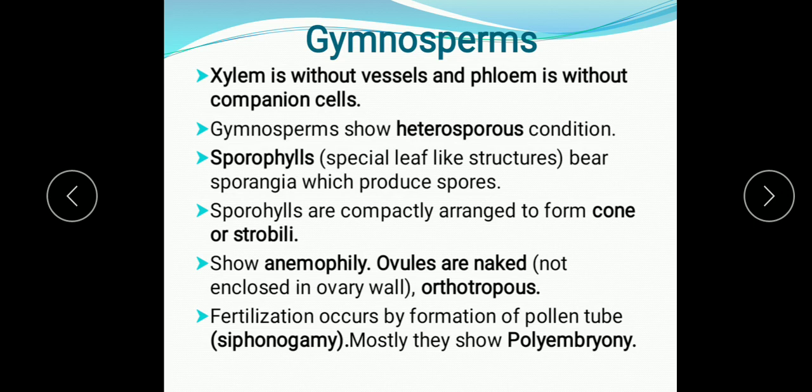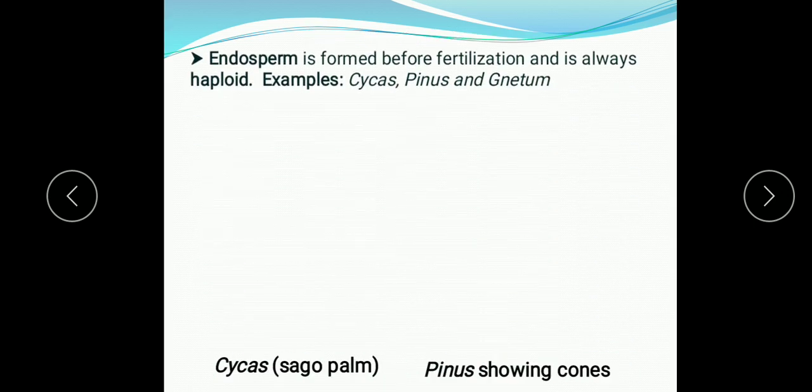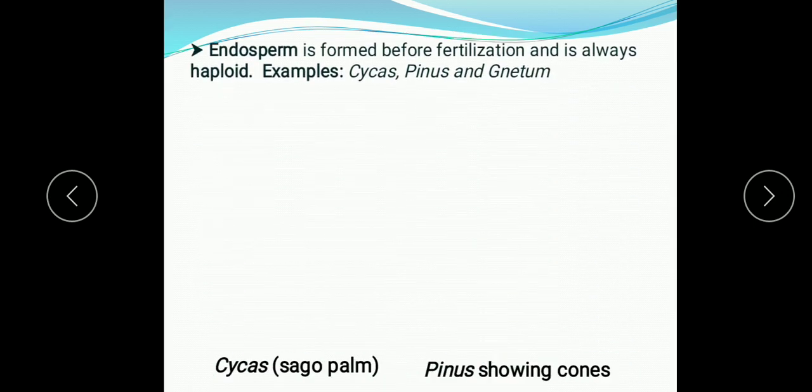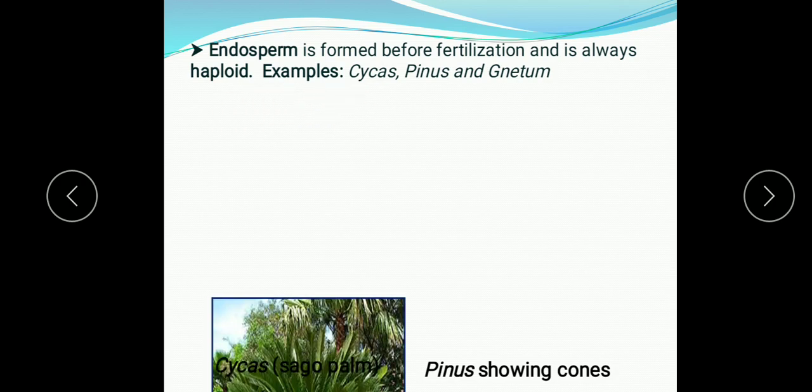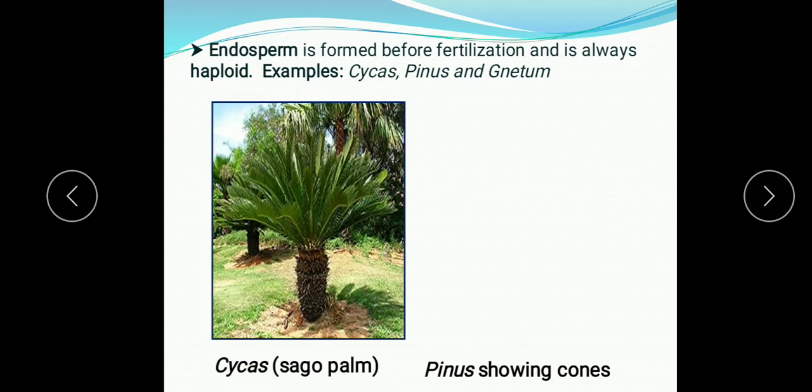And the endosperm is formed before fertilization and is always haploid. So here the endosperm is haploid and it is formed before the fertilization. This endosperm is the nutritive tissue. Examples of gymnosperms are Cycas, Pinus and Gnetum.